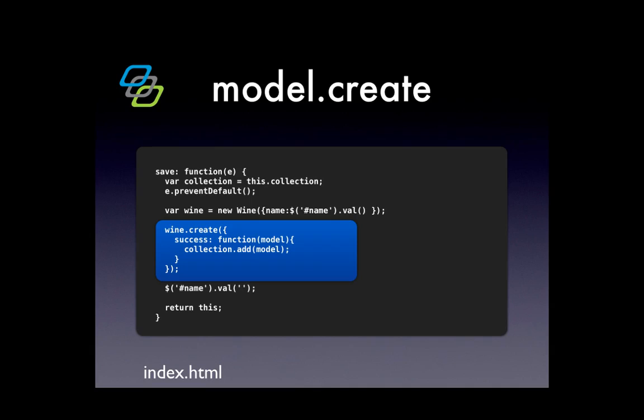Inside of that method, we can declare a success and an error callback function. In this example, I've just declared the success. If it's successful, then I want to call collection.add and add the model that gets returned in the success handler. The reason I want to add it to the collection at that point is because the model that comes back from the success handler has my new wine ID inside of it, and I'm going to need that if I want to do an update to that actual model.